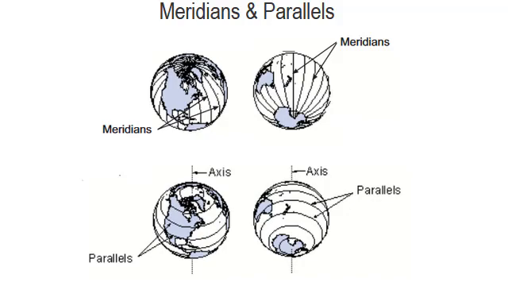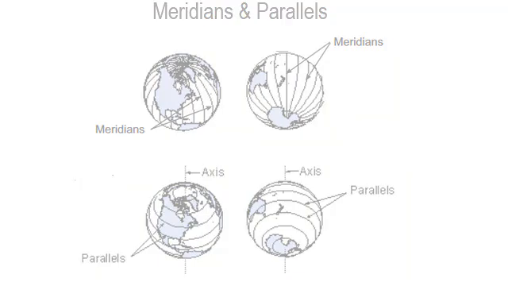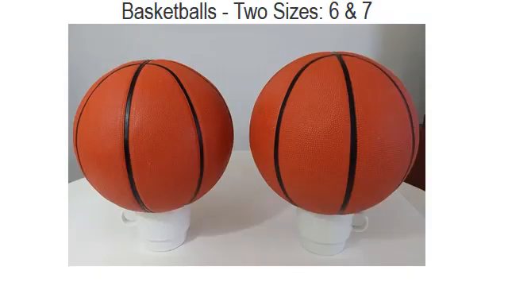Meridians are all the same size and intersect each other at the north and south poles. Parallels keep the same distance from other parallels and become smaller as they approach the poles. There are 2 common sizes of basketballs. Size 6 is used in women's basketball and for middle school students. Size 7 is the regulation size used in the NBA.